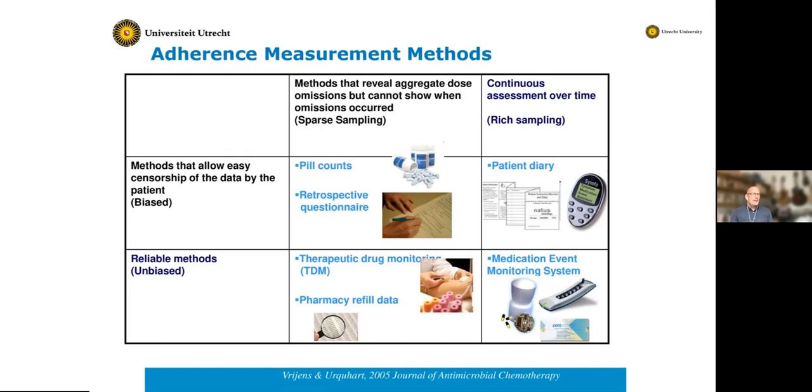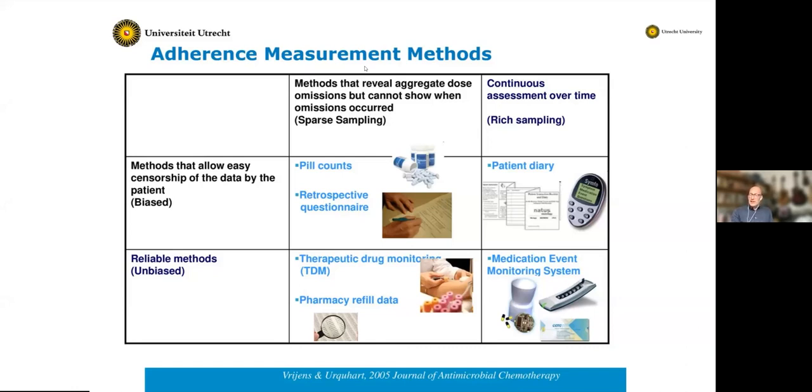So more reliable methods are, for instance, therapeutic drug monitoring, so plasma levels, where you know that people have the medication and ingested the medication. Pharmacy refill data, where you know that they picked up the medication at the pharmacy, but still you only have aggregate data. You don't know when they missed dosages. So if people come late to the pharmacy to pick up their refill, you know that they obviously missed some of their dosages, but you don't know when they did that.